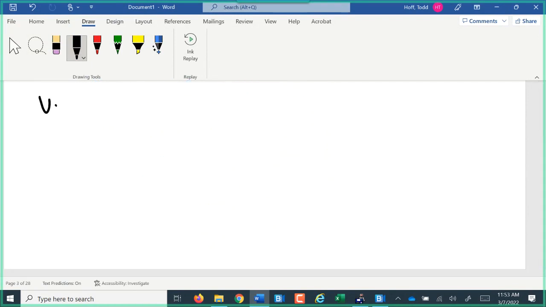Next, we have volume in volume. Again, abbreviated V/V. So we're measuring the volume of our serum and the volume of our total solution.